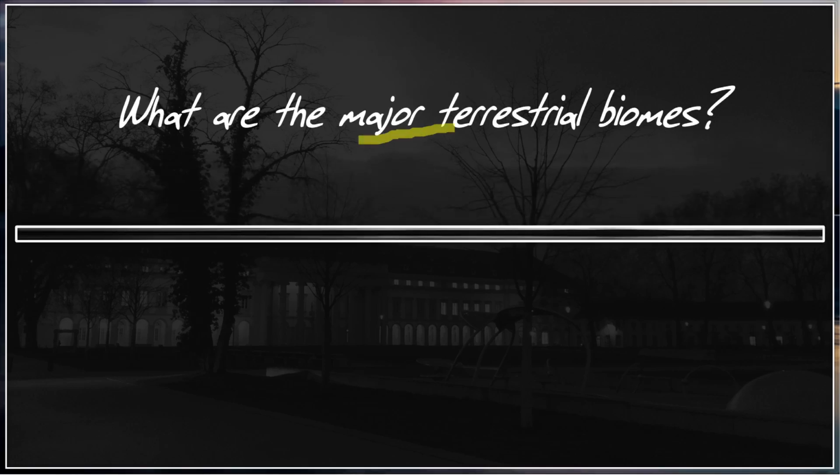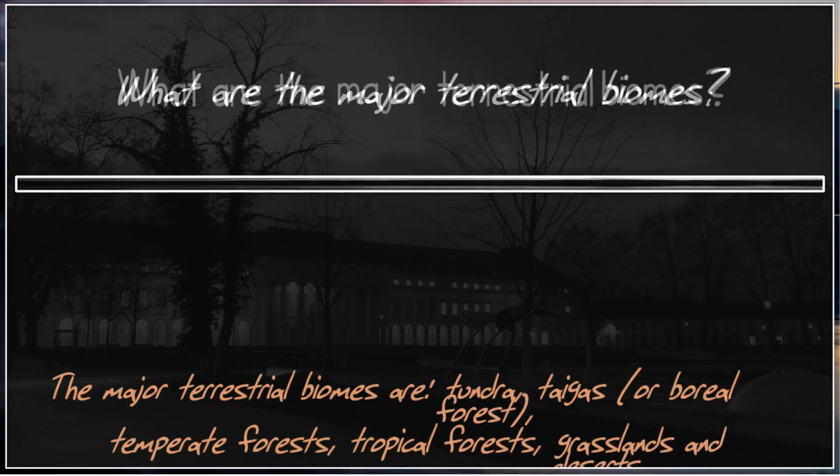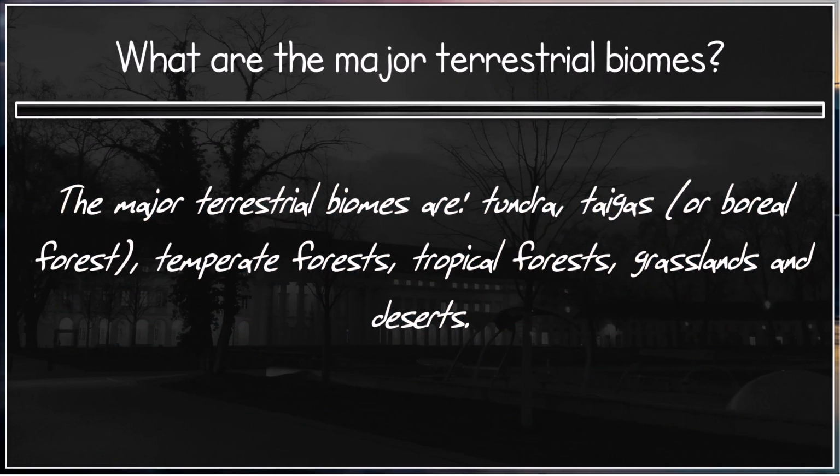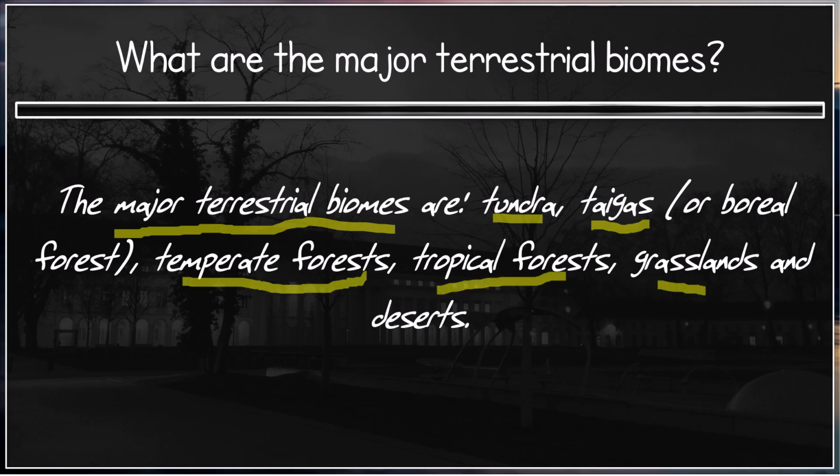What are the major terrestrial biomes? The major terrestrial biomes are tundra, taigas, temperate forests, tropical forests, grasslands, and deserts.